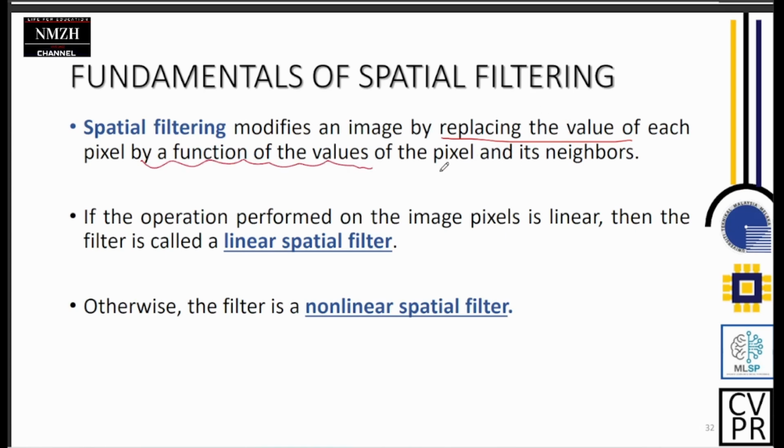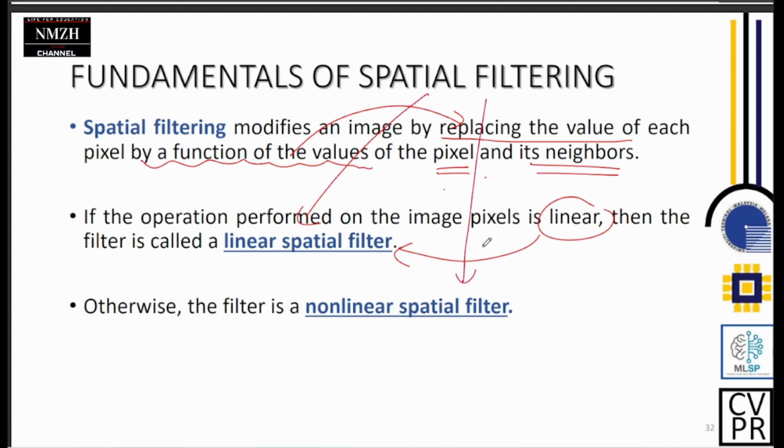with regard to the pixel and its neighbors. The function is basically manipulating or replacing the value of the pixel and its neighbor pixels. If the operation performed on the image pixels is linear, then the filter is called a linear spatial filter. Otherwise, if the filter is non-linear, it is called a non-linear spatial filter. That is the straightforward categorization for spatial filtering: linear and non-linear.